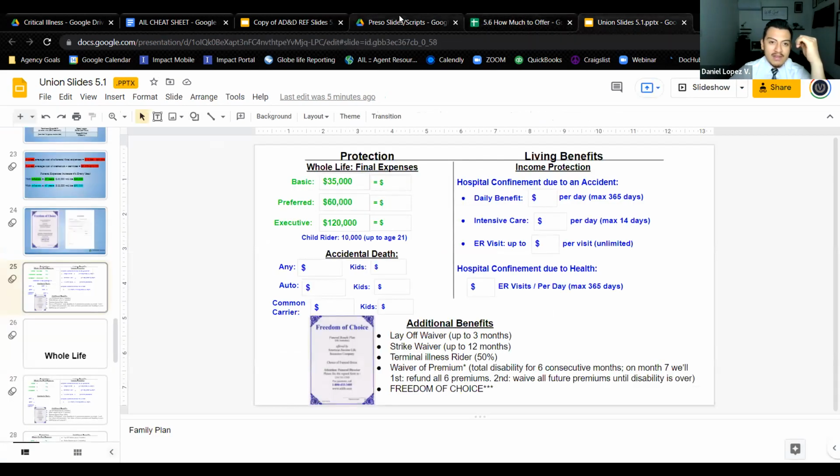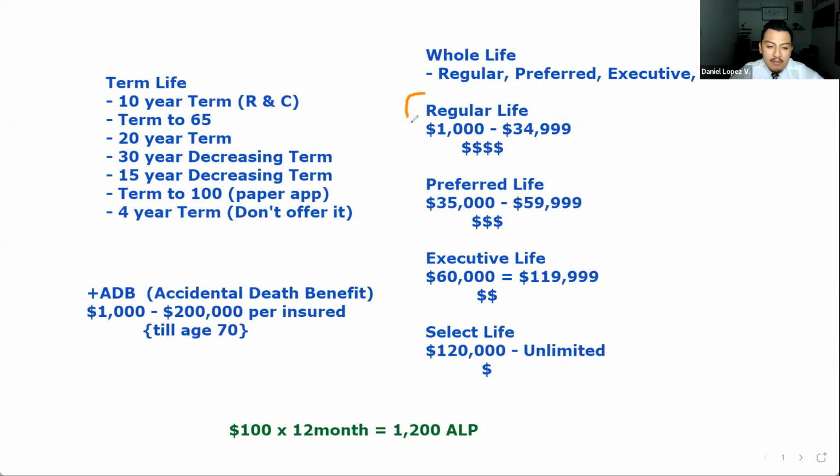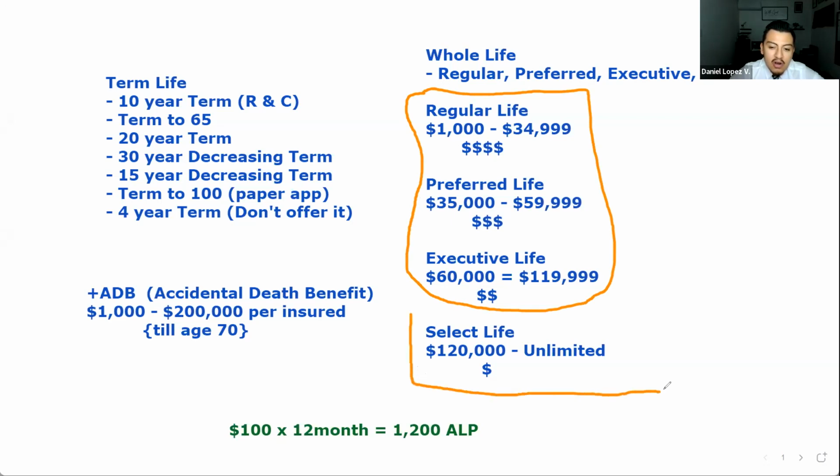So where do we get the numbers? We get it straight from the needs analysis. This is the needs analysis. Once you press submit, it takes you to the super combo. There's no need to go to the super combo, with the exception of one thing, which we'll go over right now. To show them the price of a whole life, anything from a regular to an executive, you can use the needs analysis. If you want to show a select life, you can only do that using the super combo.